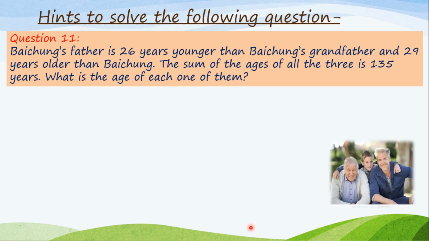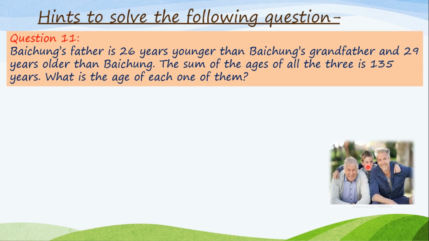Got totally confused. क्या Bachung, क्या father, क्या दादाजी, सबका age confusing है. It's very easy and you can solve it by any method. So many methods are there.